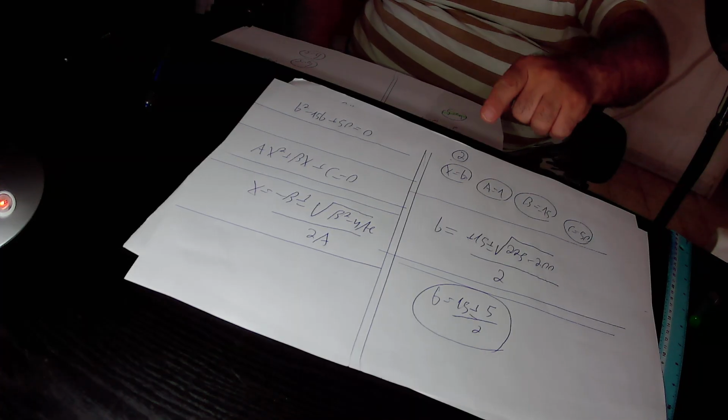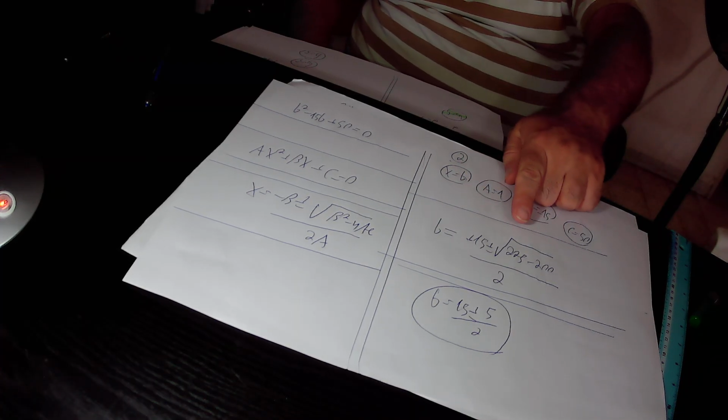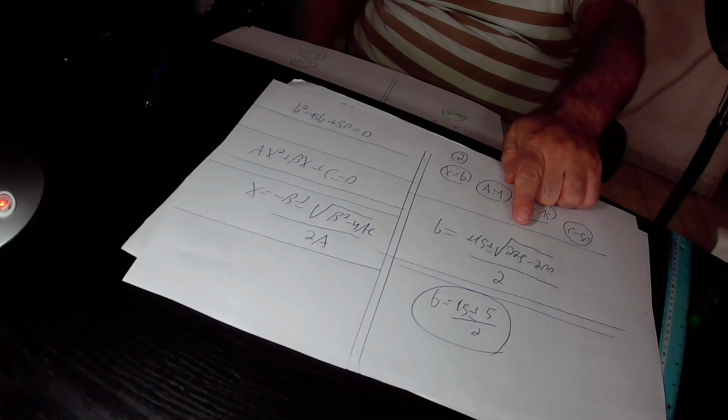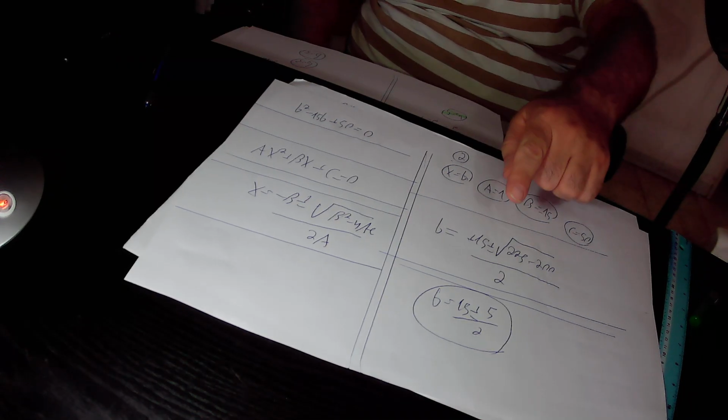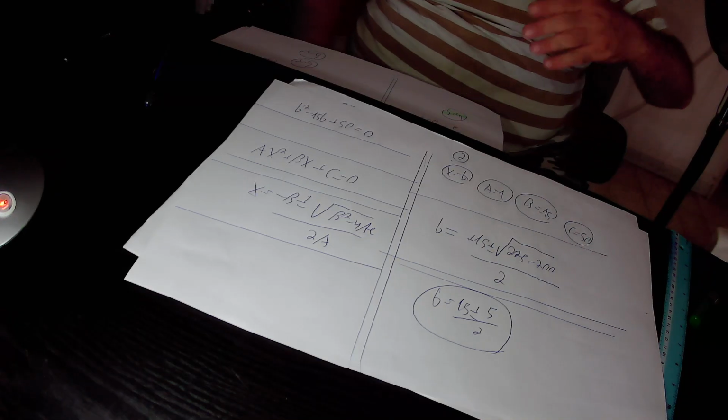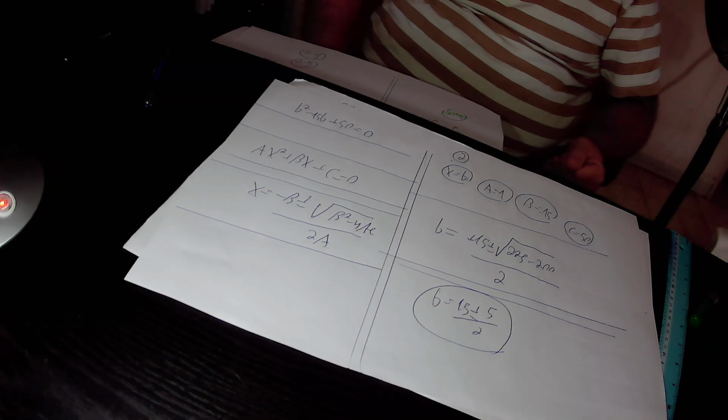So in total, we found out that b equals 15 plus minus the square root of, inside the root we have 225 plus 200, that is 25, and the square root of 25 is 5. So in total, we found out that b equals 15 plus minus 5, over 2. So here we have two possible solutions for b.